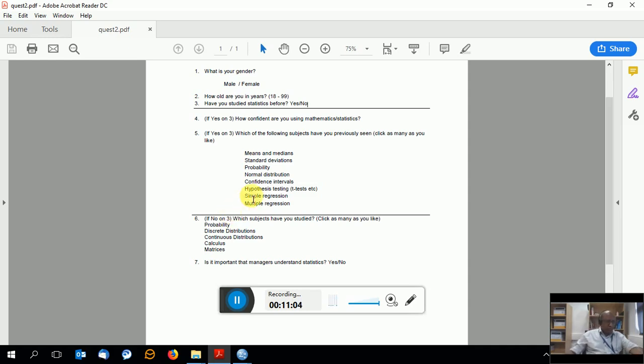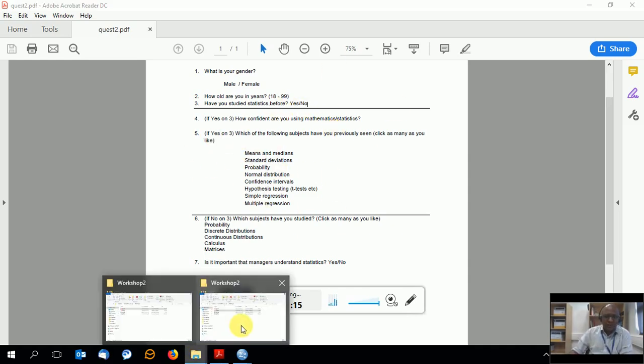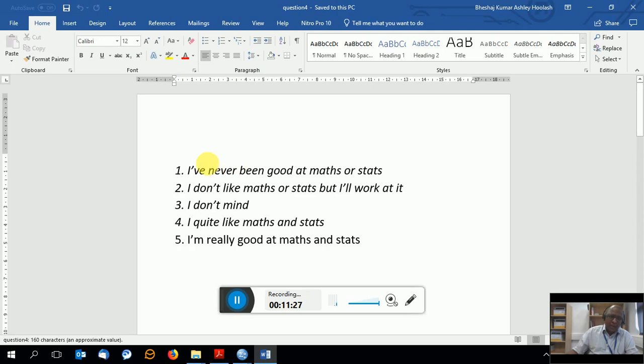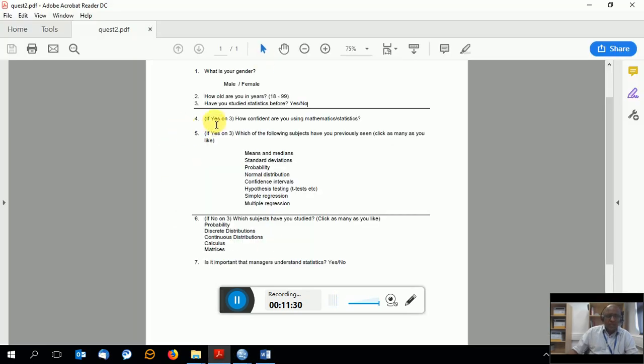One slight improvement on the questionnaire, and I didn't have space to write it, would be question number 4. Please bear in mind that I will upload this questionnaire, but there is another file that I want to upload, which is particular to question number 4, and that's because I forgot to put some options there. And let's say, that's my question. If someone replies yes, then question number 4 says, how confident are you using mathematics and stats?